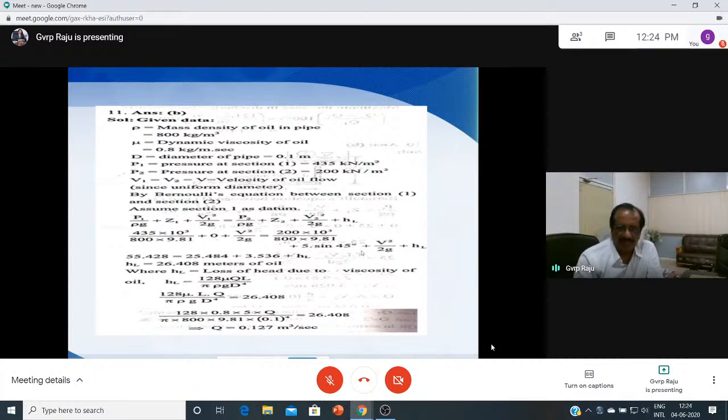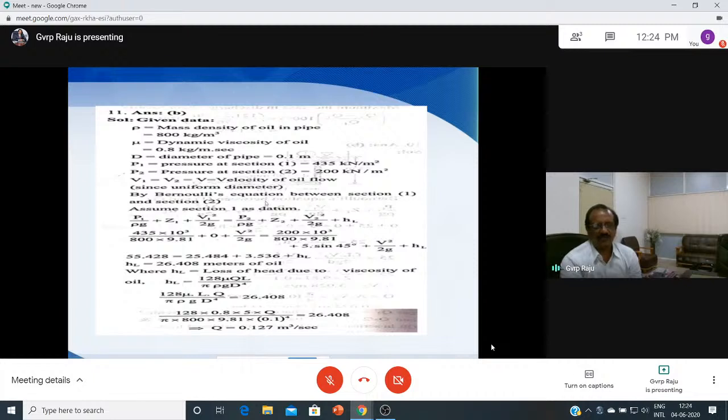The velocities V1 and V2 are 0, and we have HL here. This is the equation. All the values are known, and HL is 26.408. You can take HL equal to 128 mu L Q by pi rho g D^4, the Hagen-Poiseuille equation. All the values are known, so you can find out the discharge here.